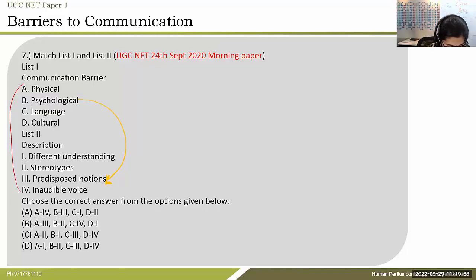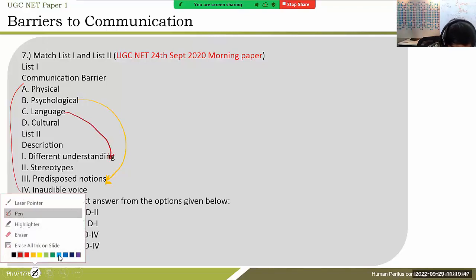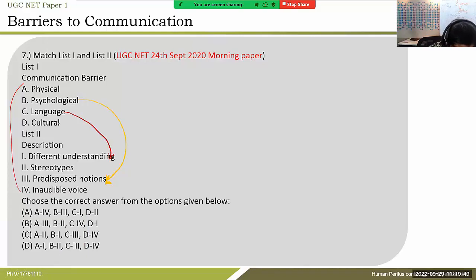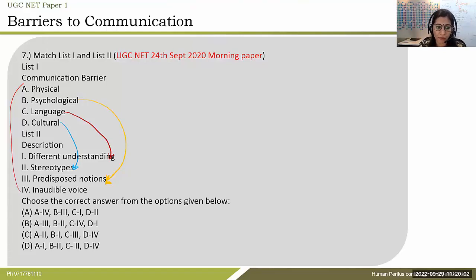All right, language. Now language is related to obviously different understanding. So it is different understanding is with the language. And the last one is cultural. Cultural is stereotypes. Stereotypes are basically, in Hindi we call it धारणाएं. When you made a dharna कि ये चीज ऐसी है या ये चीज वैसी है. Already predisposed notions and stereotypes are kind of same things, but predisposed notions are mostly on the negative side.